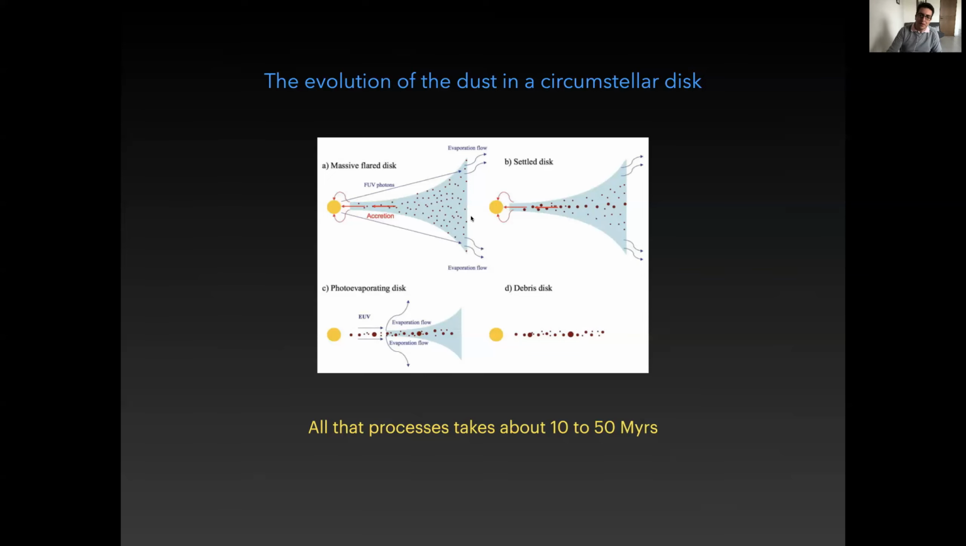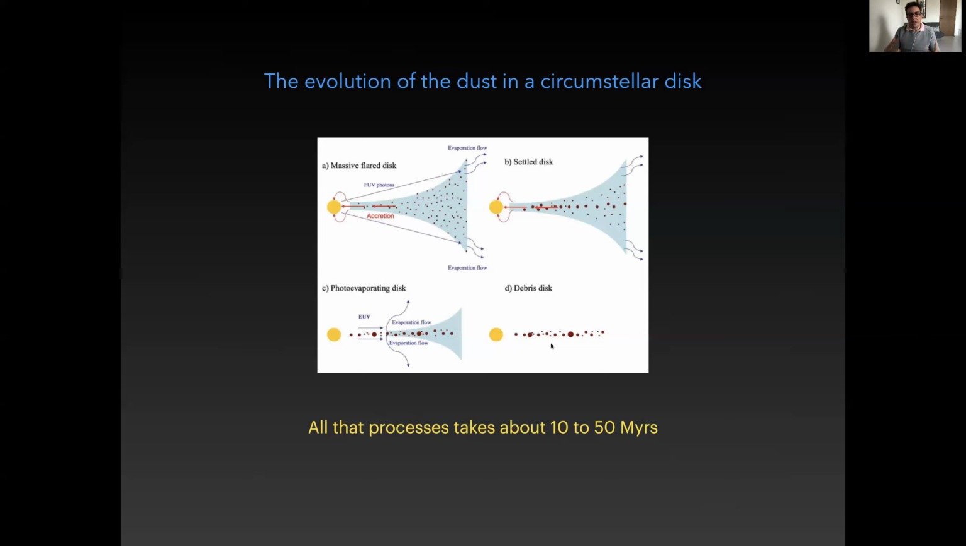The time to reach all these phases is going to take something like 10 to 50 mega years, and it's really small compared to the life of the stars. But the idea is that at some point, once you have these really large grains, you're going to start to have planet formation in this disk.